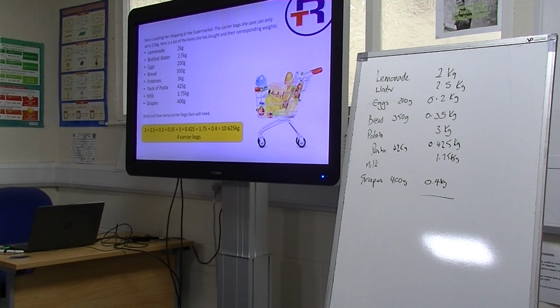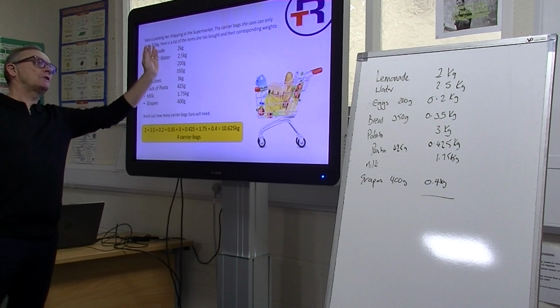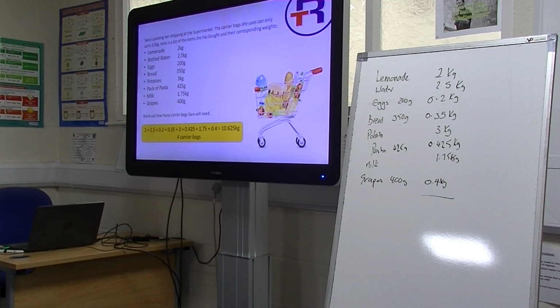Up to you. Change them to grams if you want, but then don't forget to change it back at the end to get kilograms in your answer. Whichever way you feel is the easiest method.